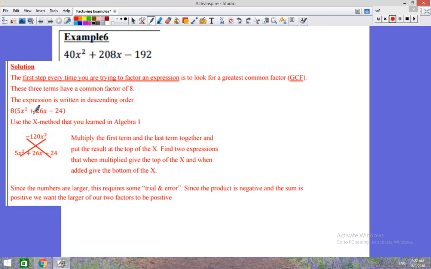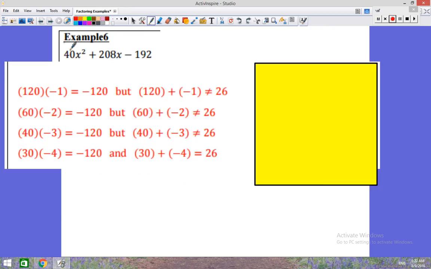So the 5x squared plus 26x minus 24, we use the x method. The leading coefficient is not 1, but it is prime, so this is not going to be too difficult. We're looking now for two numbers that when multiplied together give us the negative 120, but add together to give us the 26. So that might take a little bit of scratch work, and you may want to come up with an organized way to search for that. Now, some people are pretty gifted in arithmetic, and they can find that by just guesswork. I often have to look at it in a little bit more organized way.